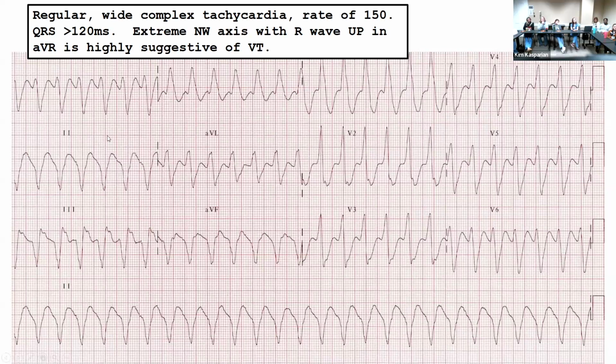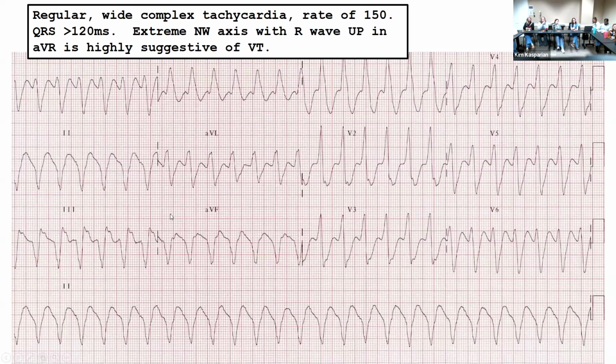And going back to our axis, we're up in AVR here. Up in AVR means that the axis is going 180 degrees the opposite direction of normal. That's what we call a northwest axis. If you think back to that axis diagram, one shortcut is if you look at AVR first and you see that it's up, it's VT, pretty much every time.